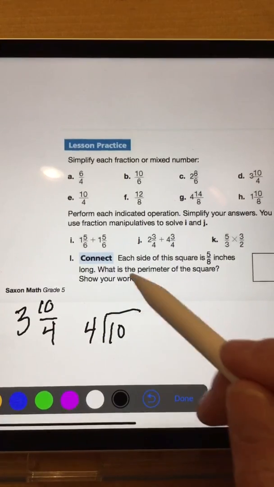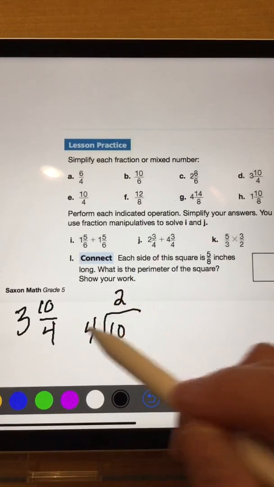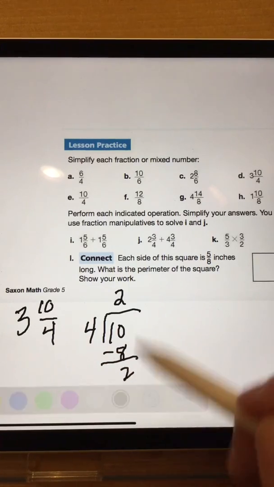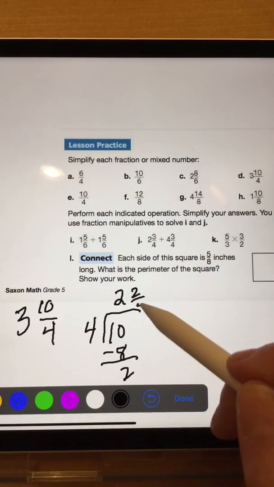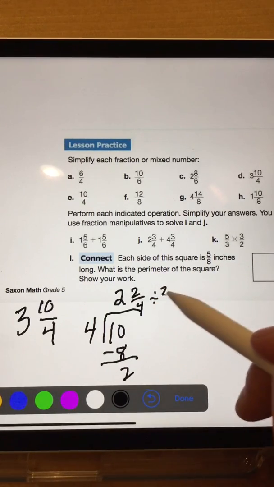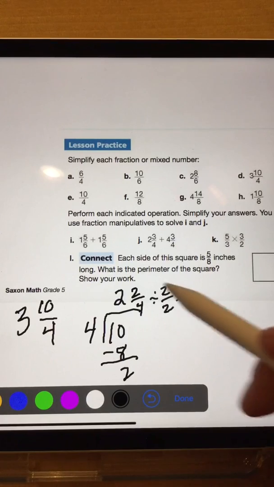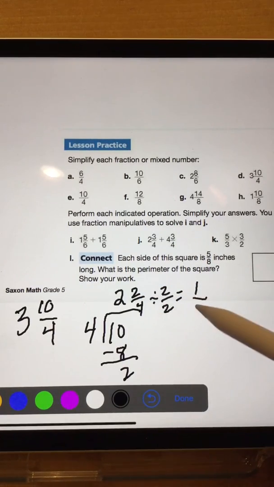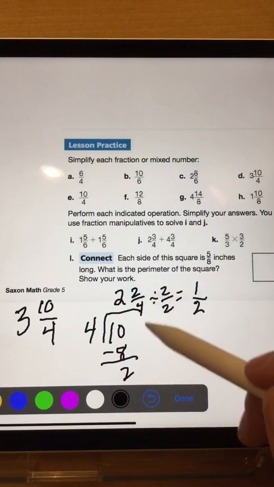All right, 4 goes into 10 2 times, 4 times 2 is 8. We subtract, we get 2/4. So we have 2 2/4. We need to reduce this 2/4. Most of us do recognize that that is half, right? 2 goes into 2 once, 2 goes into 4 twice, because 2 is half of 4.